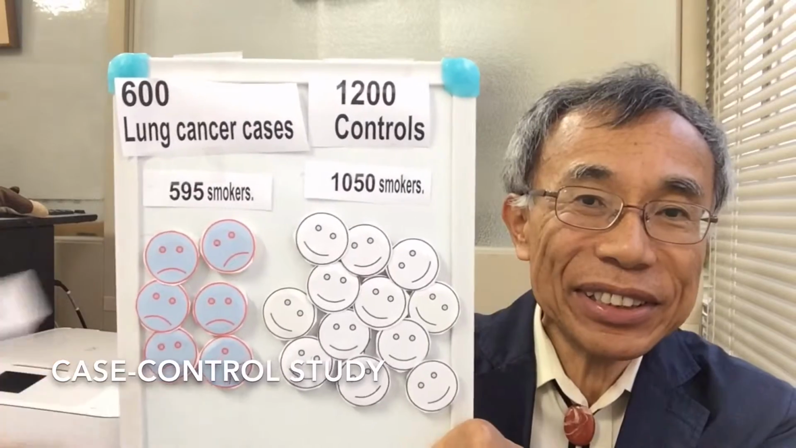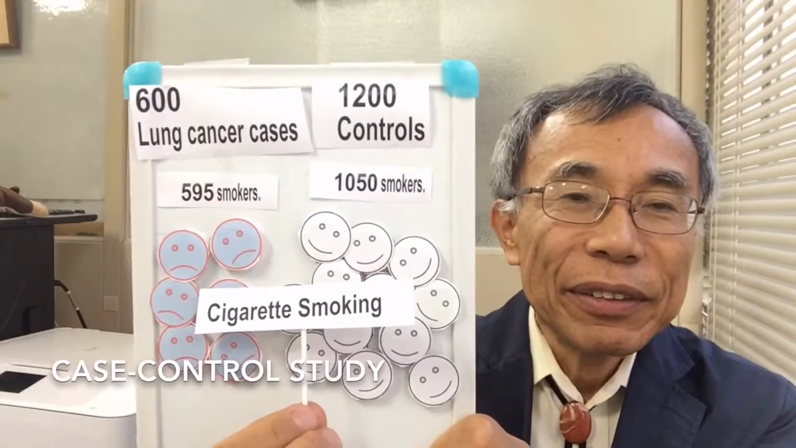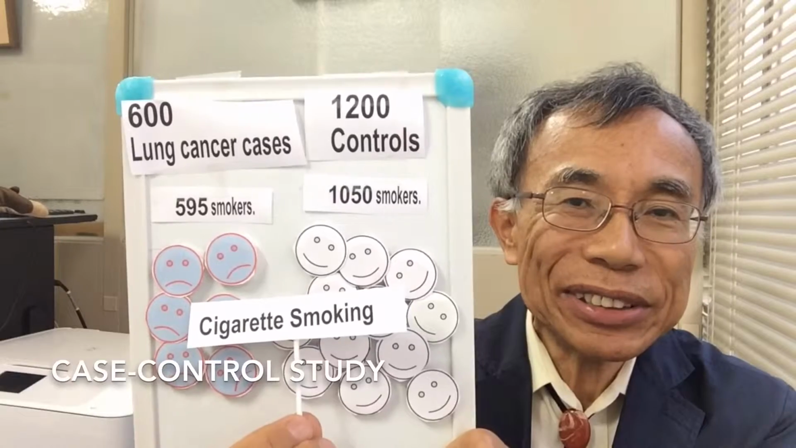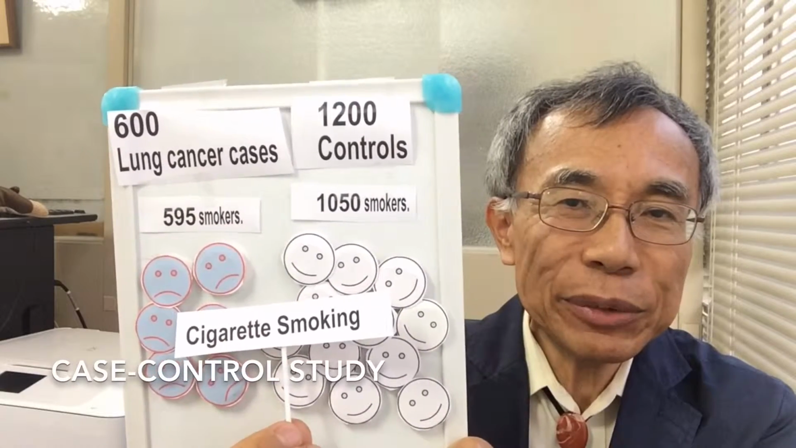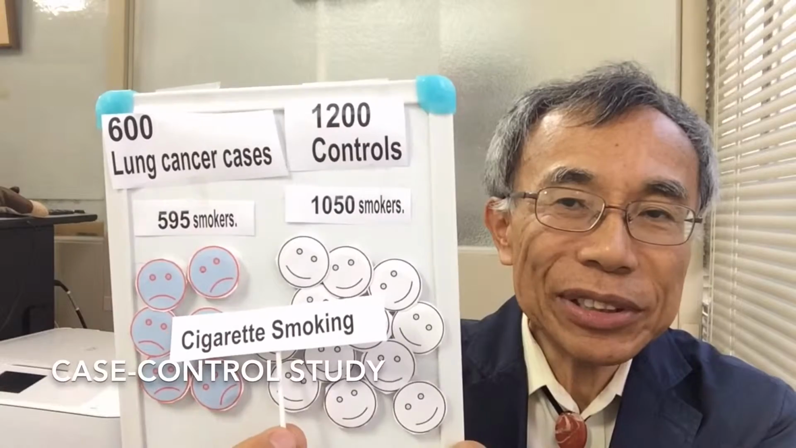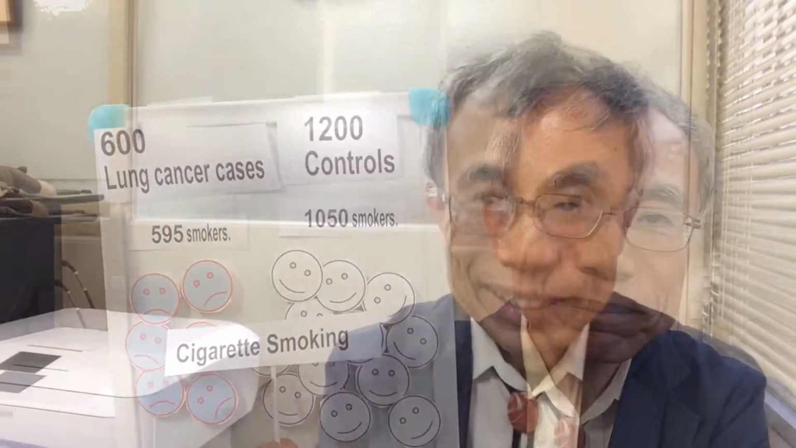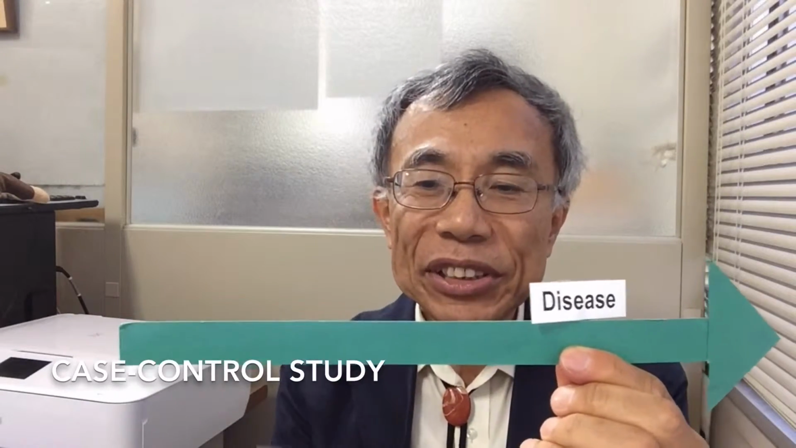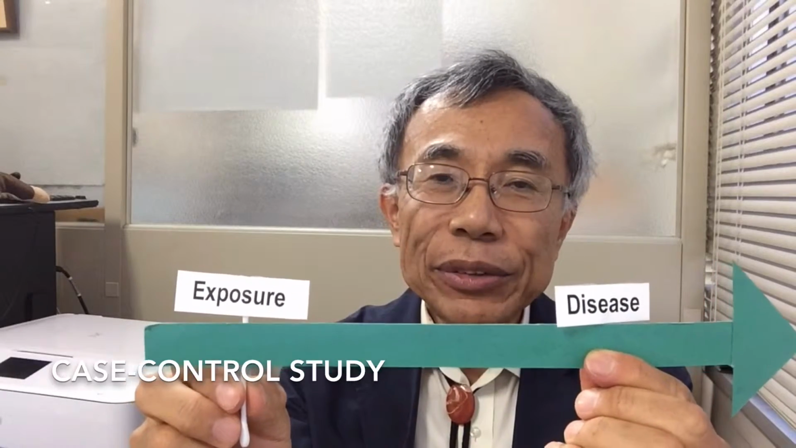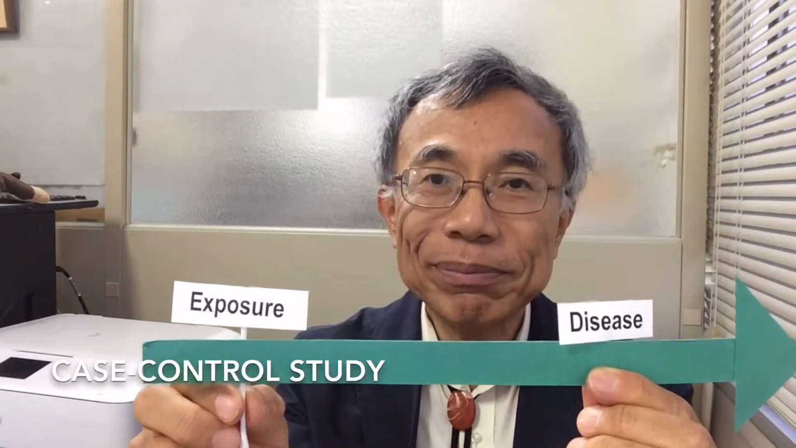For 600 cases, 595 were smokers, and for 1,200 controls, 1,050 were smokers. The case control study focuses on cases, and it does not allow population-based direct risk estimation of exposures, because case control studies work backwards from disease to exposure and do not reveal population information.